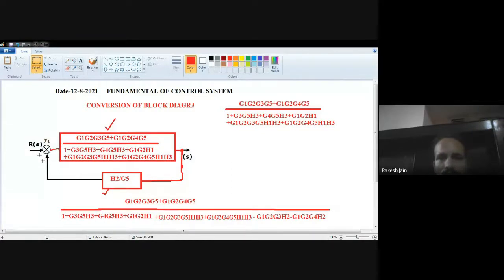Okay, so I just end this class, and I hope you understand how to convert a block diagram into a signal flow graph, and with the help of the block diagram, how to find out the answer. In the next lecture, we will again see the conversion and find out the solution of that final answer.